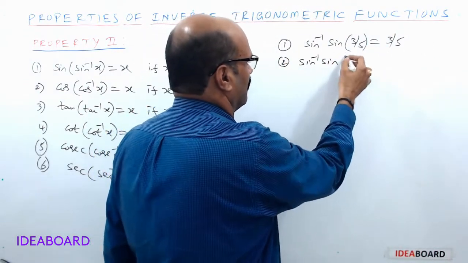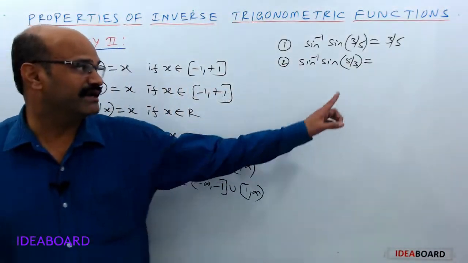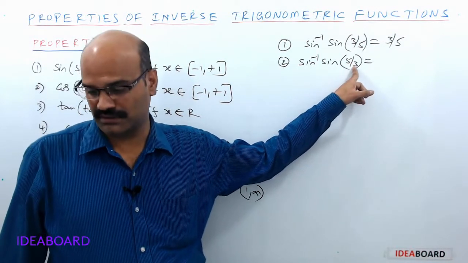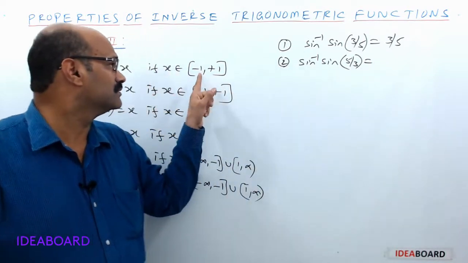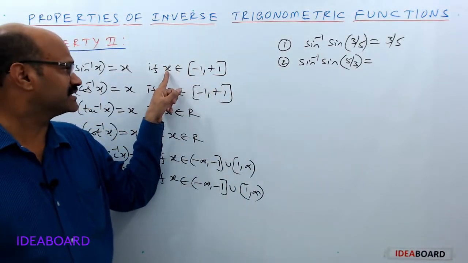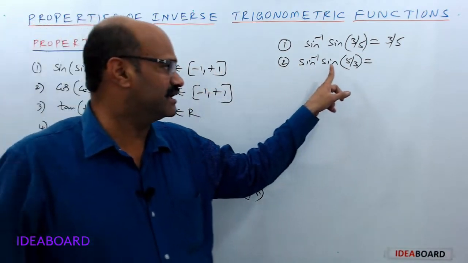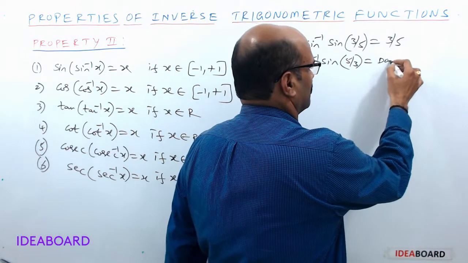Sine of sin inverse of 5 by 3. 5 by 3 is more than 1. Since 5 by 3 value is more than 1 and here x belongs to minus 1 to plus 1, we say that this value does not exist.